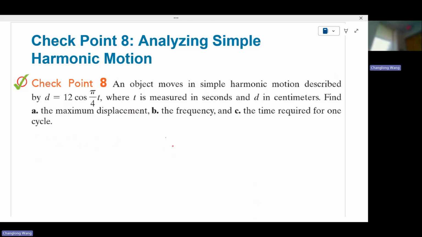Now, they say there's an object that moves in a simple harmonic motion. You can imagine that that marble goes up and down, right? That's the object they're talking about. The D measures the distance in centimeters between the marble and that fixed point.